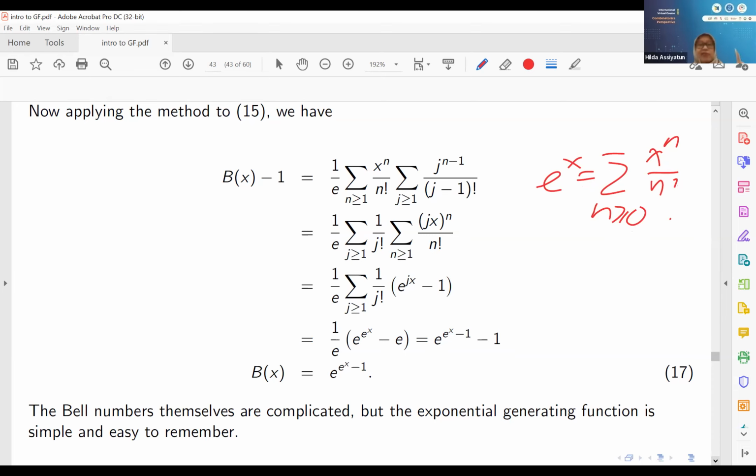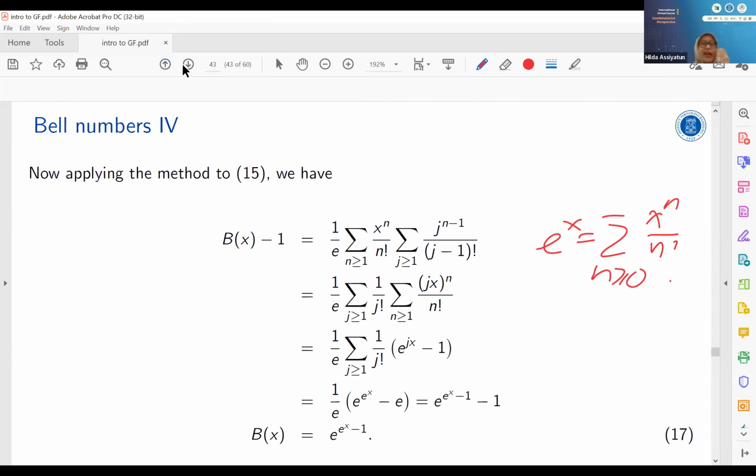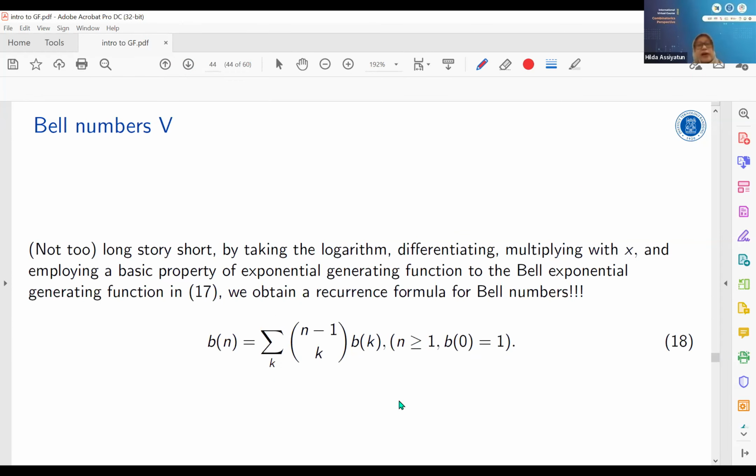Okay, I think I have a little bit more time. Is there any question? No, I think our time is running out. I will give you the notes. Actually, I want to show you that using the last generating function, we can have a new recurrence formula for Bell numbers.